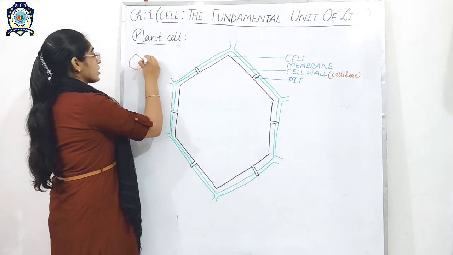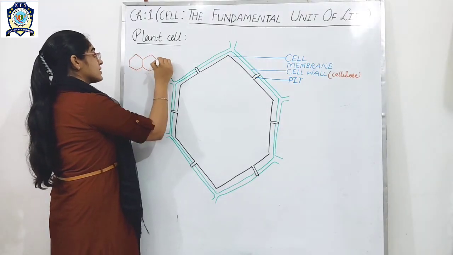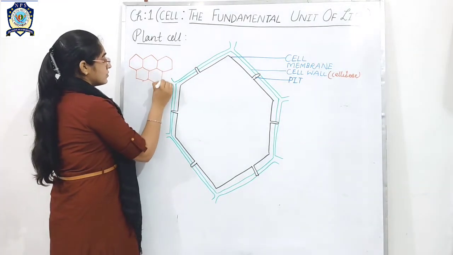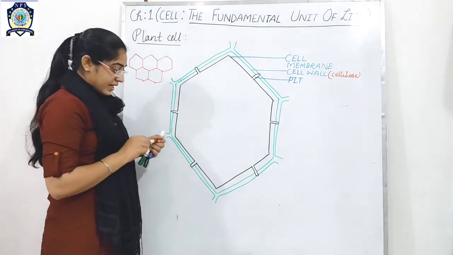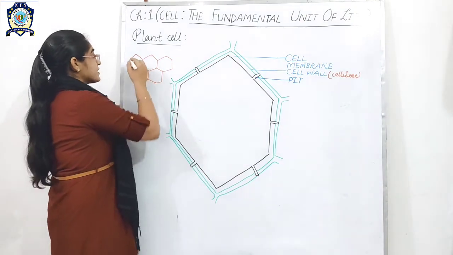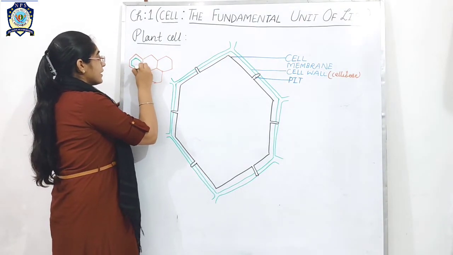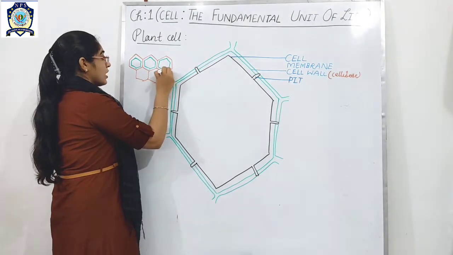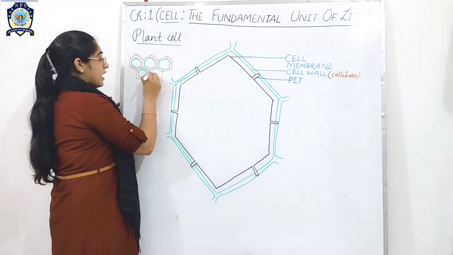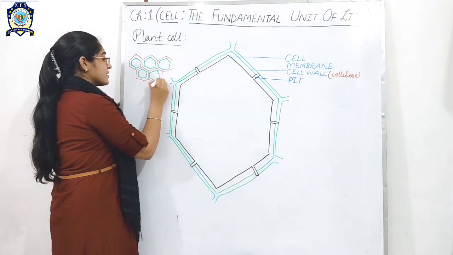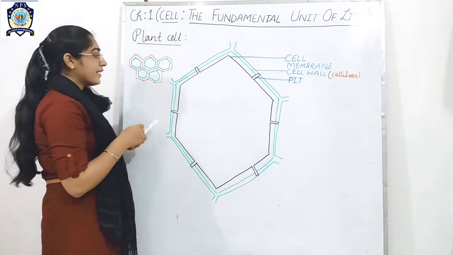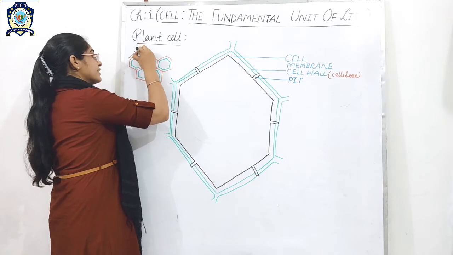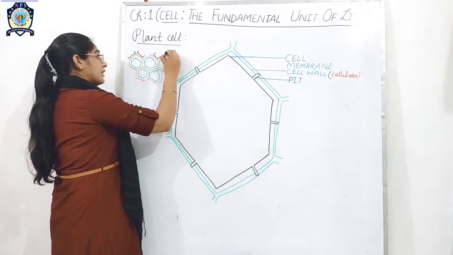If we see the cross section of a plant cell, then in this way we will observe the structure of the plant cell. Then there is the inner layer which is called the plasma membrane. Outer to the plasma membrane there is the cell wall, and here the cell wall is connected, and there is also the secondary cell wall in this way.